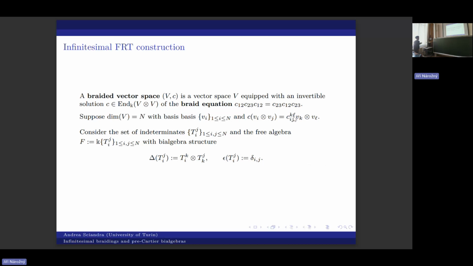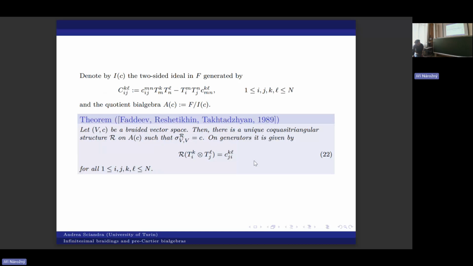We can consider a set of indeterminates, T_ij, and consider the free algebra generated by these. This has a bialgebra structure given by this. So the delta of T_ji is just, fixing i and j here, the sum over k. And the epsilon of T_ji is just the Kronecker delta. Now we can define the two-sided ideal in this free algebra generated by this relation here, and one can prove that in fact this is also a two-sided coideal, and so this quotient is an honest bialgebra.